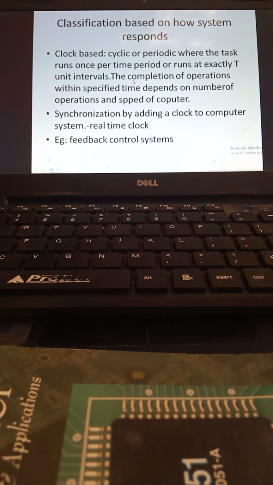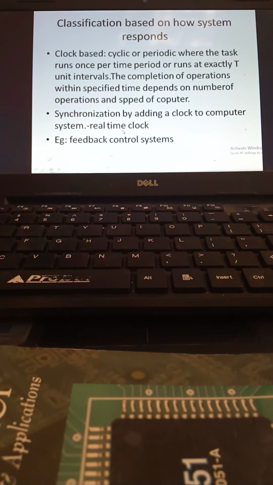And here, usually the completion of operations within specified time depends on how many tasks or operations we have, and also the speed of the computer. Speed of computer is also very, very important there. That is set by means of a clock. And synchronization is done by adding a clock to a computer system.